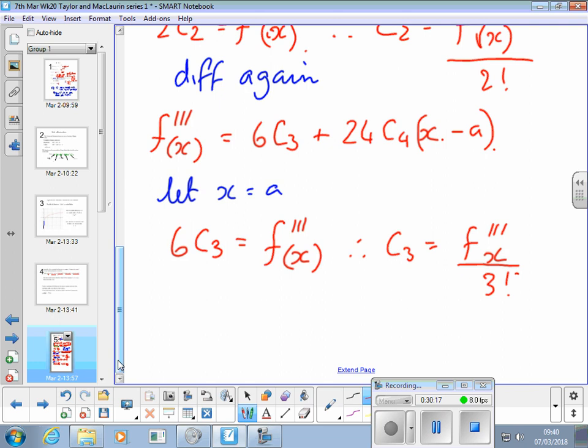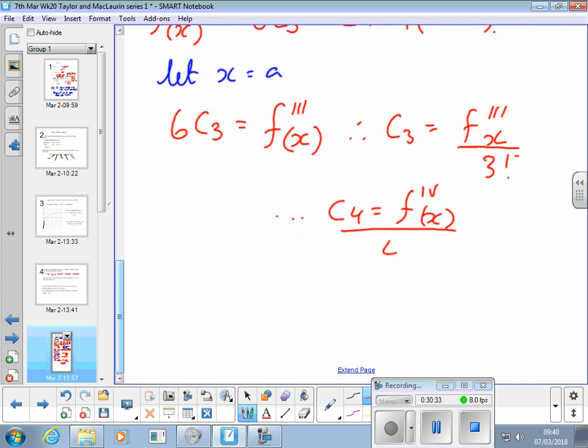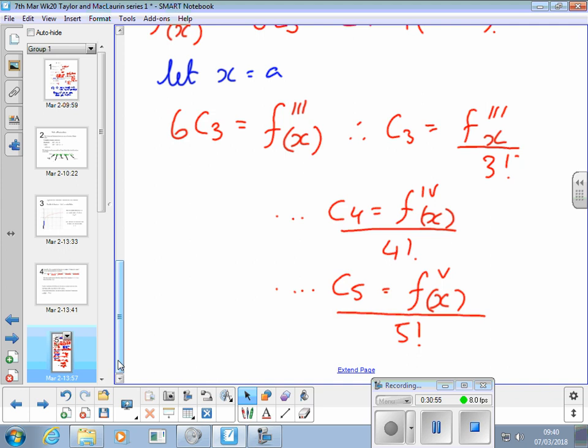C4. Well, that's going to equal F4 of X over 4 factorial. Yeah? Carry it on again. C5 is equal to F5 of X over 5 factorial. As an infinite power series.